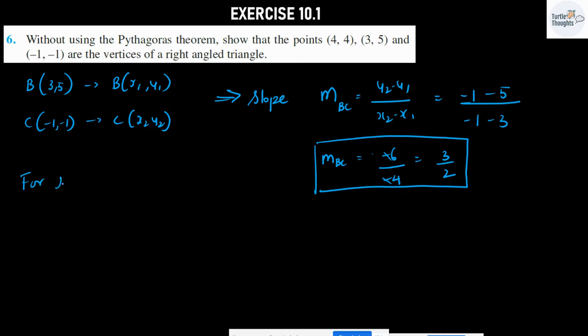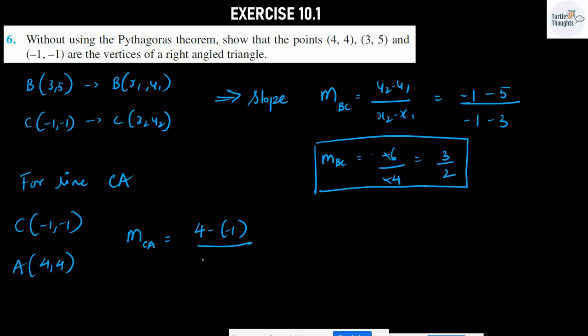So for line CA, again you can consider C as minus 1 comma minus 1 and your A as 4 comma 4. In this case I'll be directly writing the slope of CA, which is 4 minus of minus 1 divided by 4 minus of minus 1. So the answer here is going to be 4 plus 1, and here also 4 plus 1. So the answer is 5 over 5.